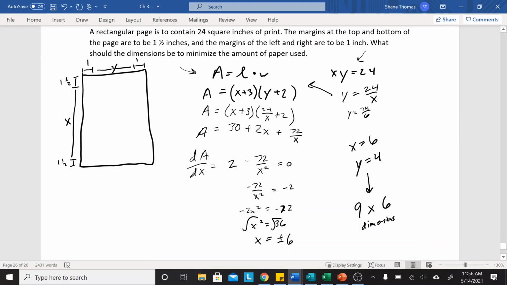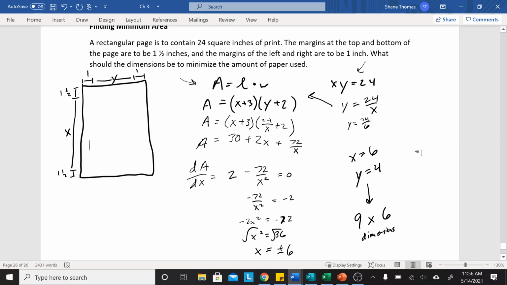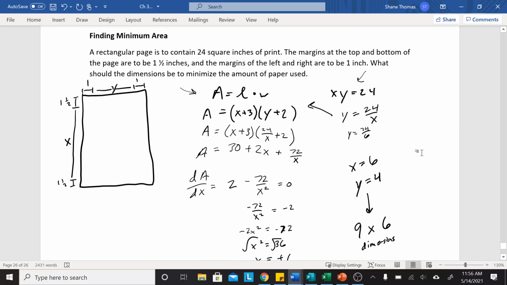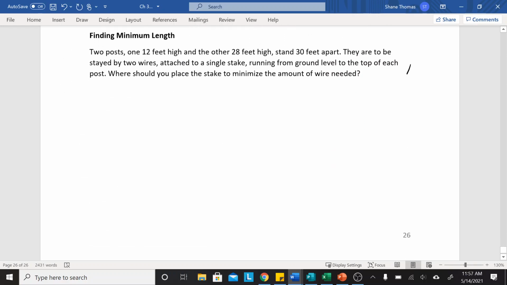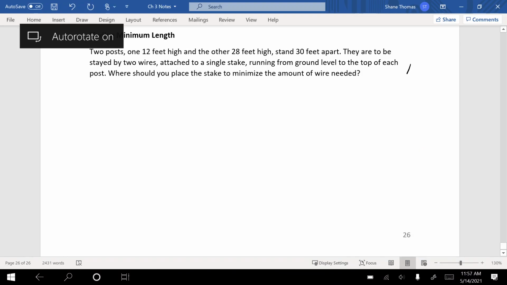Plan on it. All right, so picking up where we left off yesterday, we did the one with the rectangular shape, and maximizing or minimizing the area for the amount of paper we use. This one today is a little tougher. We're going to find minimum length. We had two posts, one 12 feet high and the other 28 feet high, standing 30 feet apart. They're to be stayed by two wires attached to a single stake, running from the ground level to the top of each post. Where should you place the stake to minimize the amount of wire needed?